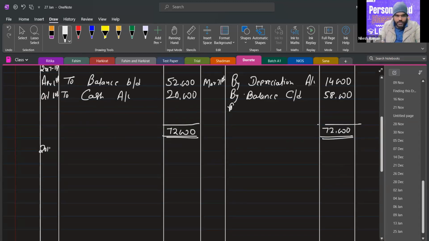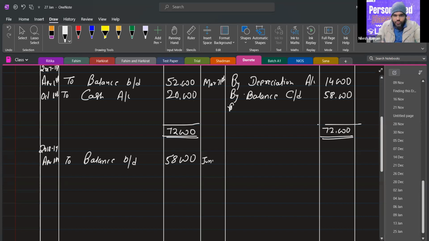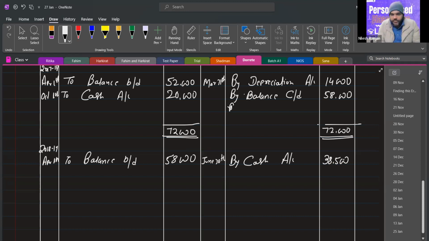Now, 2018-19, again it will be April 1st to balance b/d, 58,000. In the third year, we have sold one machine for 38,500. At which date was the machine sold? On 30th June. So June 30th by cash account, 38,500.